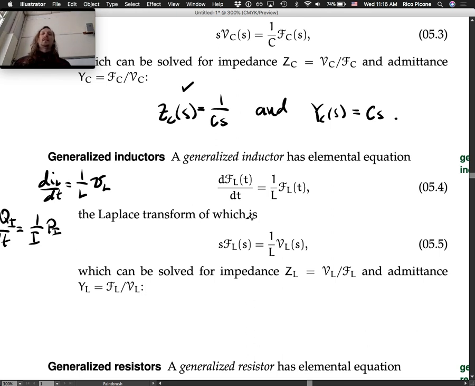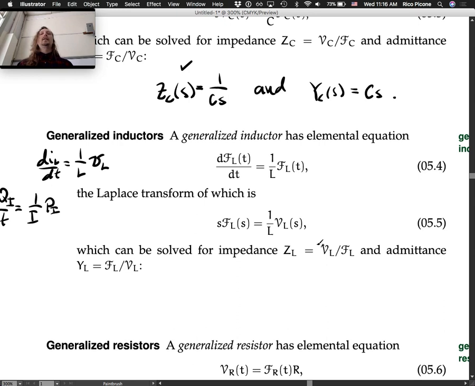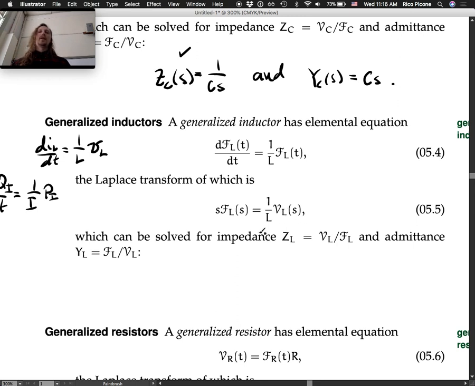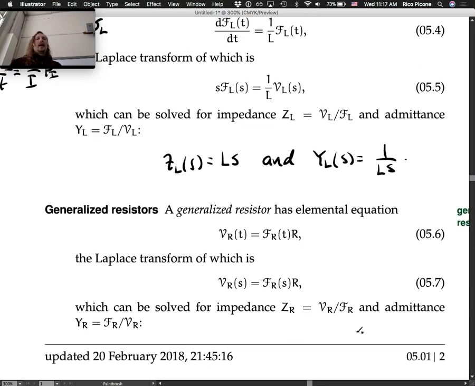So we've got a time domain equation, 5-4. The Laplace transform, just simple again. There's a time derivative on the left-hand side. There's s times FL equals 1 over L times VL. And we can solve that for the impedance ZL, being the ratio of VL over FL, and then similarly the admittance. So ZL is what? Ls, good. And YL, 1 over Ls. Great. There's a nice symmetry here, right? Between the generalized capacitor and generalized inductor, they're kind of flipped.